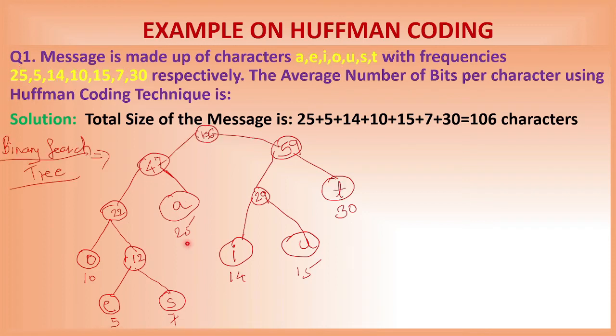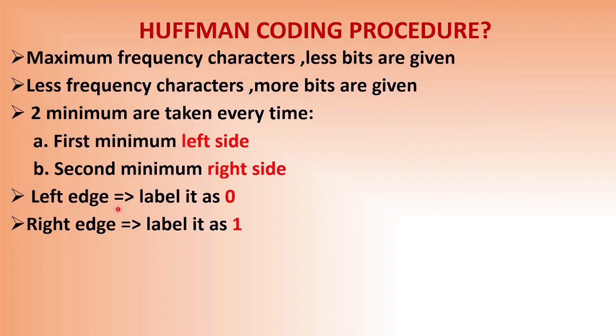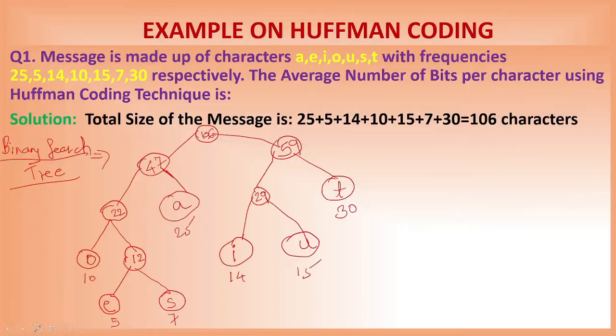So now next we have to label the left edge as 0 and the right edge as 1. So we'll label it now. So every left edge we have to label as 0 and right edge as 1. Similarly here 0 will come, here 1 will come. Left hand side 0, right hand side 1. Here also for the root, left hand side 0, right hand side 1. Make sure for every subtree also, left hand side you have to check and put 0, right hand side you have to check and put 1.